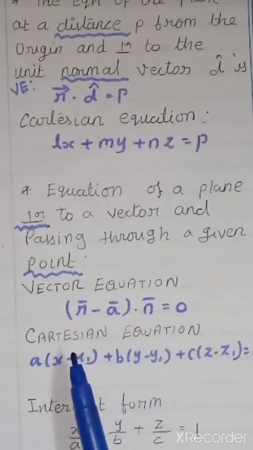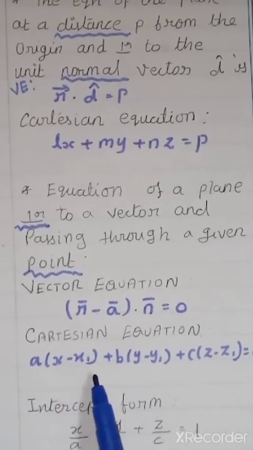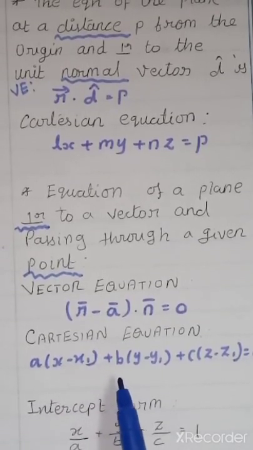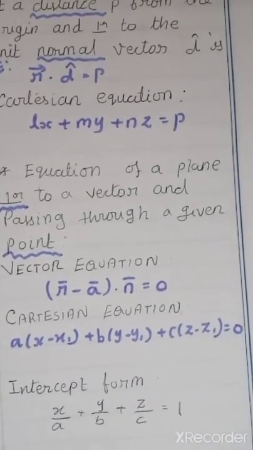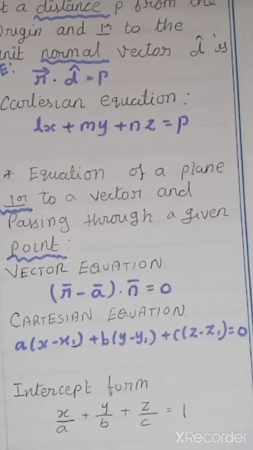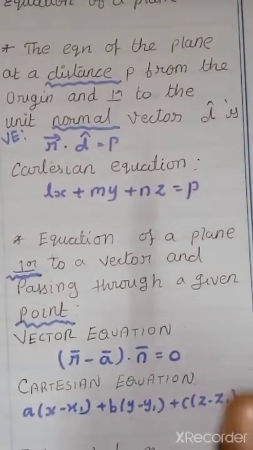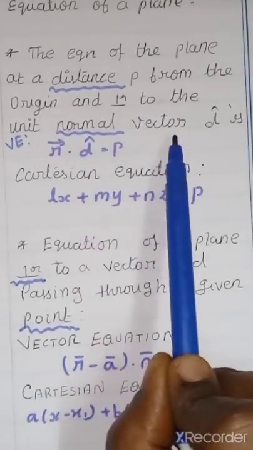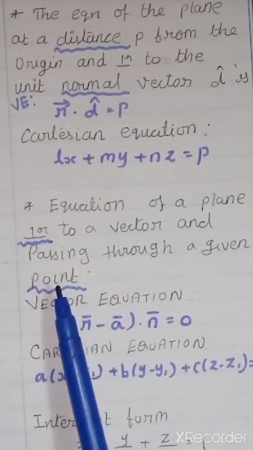Next, same that, what is your Cartesian equation? a(x minus x1) plus b(y minus y1) plus c(z minus z1) equal to 0. So only two forms we have seen. One is distance and normal vector to a plane given, and the next one is perpendicular to a vector and passing through a point given.